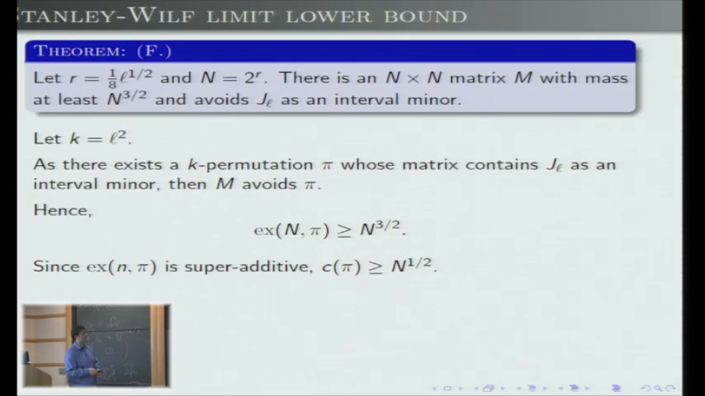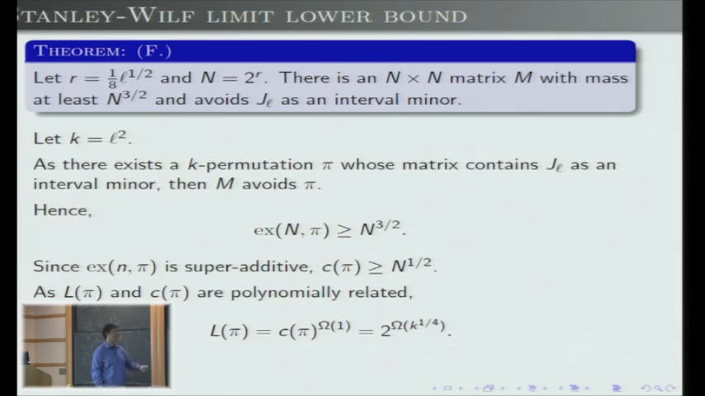And since this extremal number is superadditive, it follows that the Füredi-Hajnal limit is at least n to the 1/2. And n here is exponential in k to the 1/4. So the Füredi-Hajnal limit is at least exponential in k to the 1/4. And because these are polynomially related, the Stanley-Wilf limit and the Füredi-Hajnal limit, you end up getting that L of pi is also exponential in k to the 1/4. You can also do this by hand to show, once you have a lot of ones, that in fact you can get many permutations which avoid pi. So there's a rather quick way to do this by hand, but we'll just use this result here.